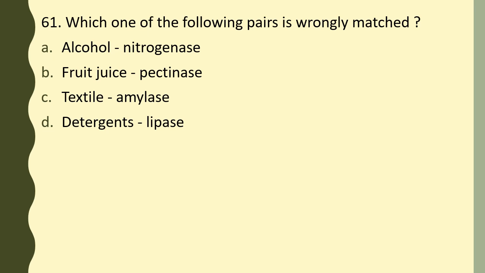Question number 61. Which one of the following pairs is wrongly matched? Alcohol nitrogenase, fruit juice pectinase, textile amylase, detergents lipase. The correct answer is option A, alcohol nitrogenase.